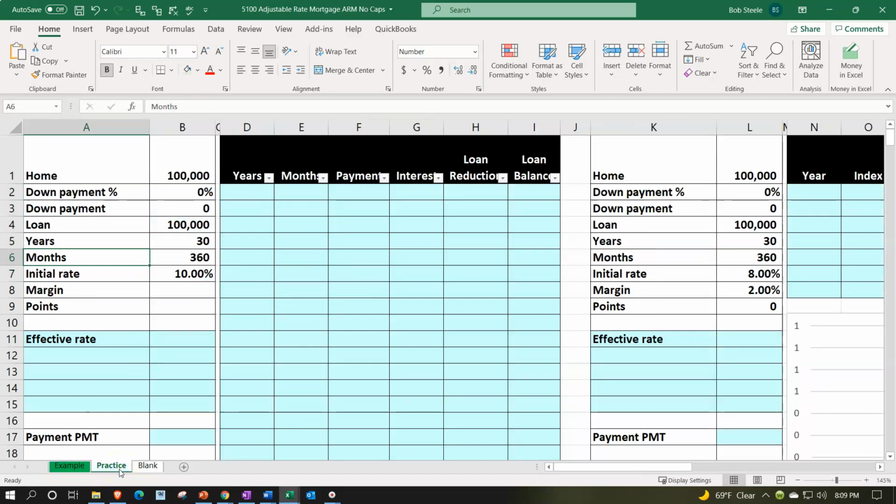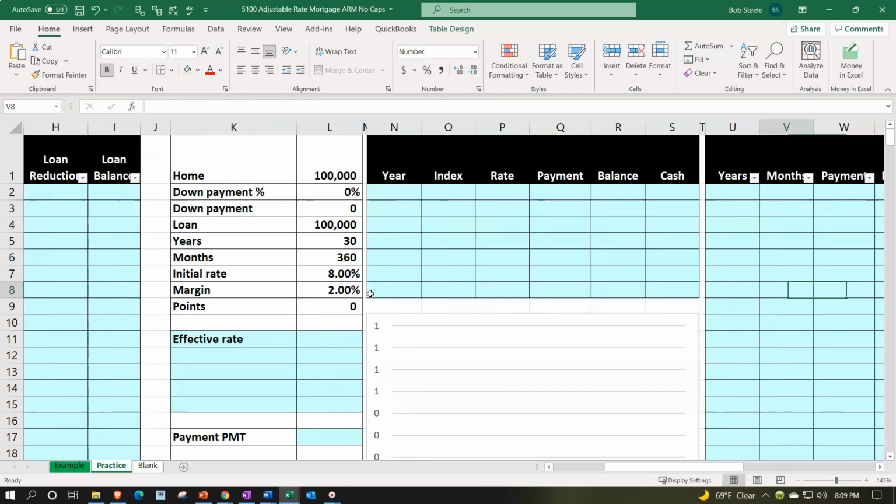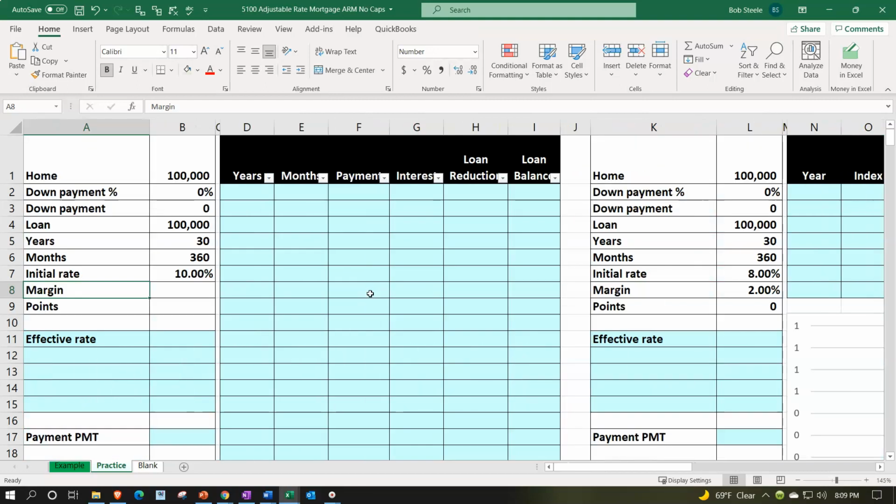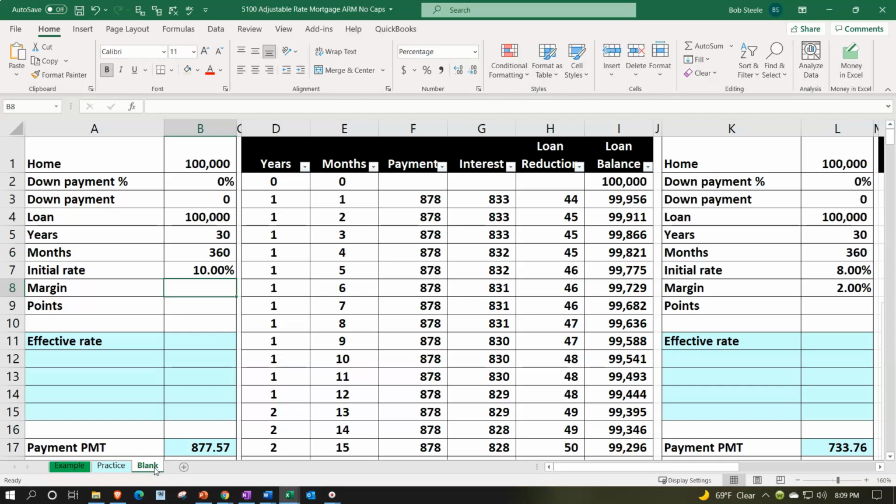Going to the next tab, the practice tab, we've got the blue areas, which is where we can populate our information with pre-formatted cells, making it a little bit easier to work through the practice problem if you so choose in that format. Third tab, the blank tab, is where we will be now.